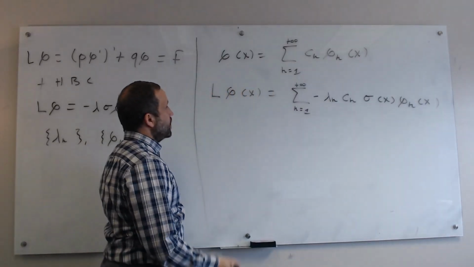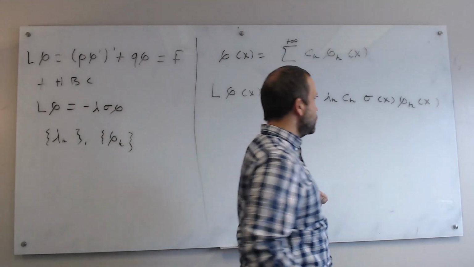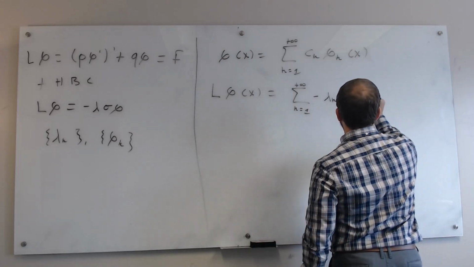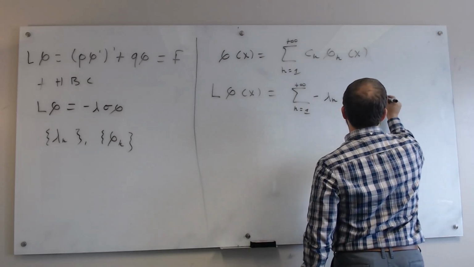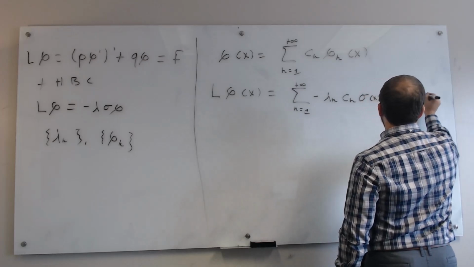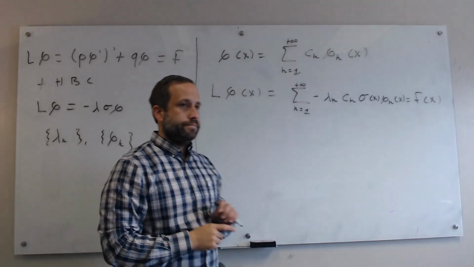And the idea is that this is a solution to this differential equation, so this is equal to f of x. So I'm going to squeeze this together a little bit: the sum of minus lambda k ck sigma of x phi k of x is equal to f of x.